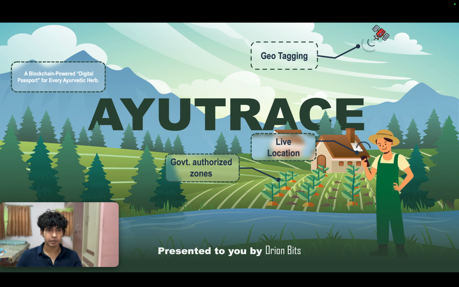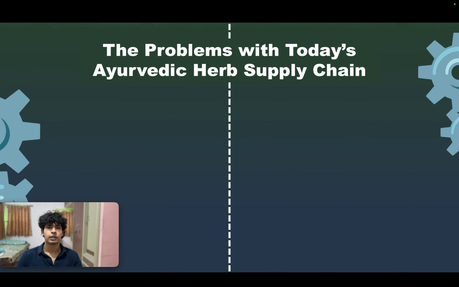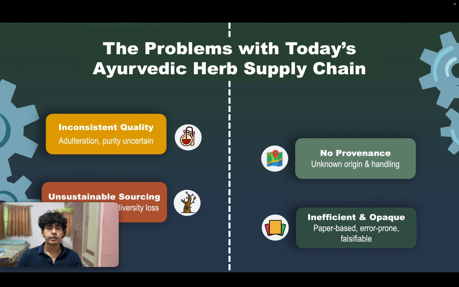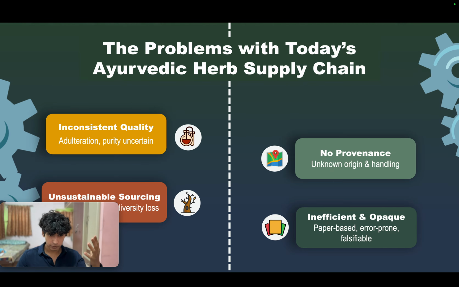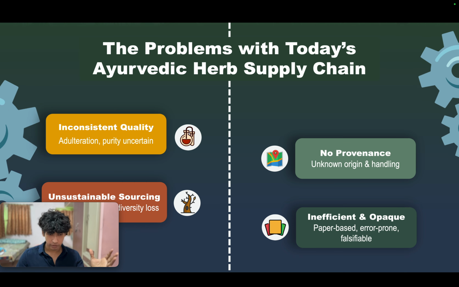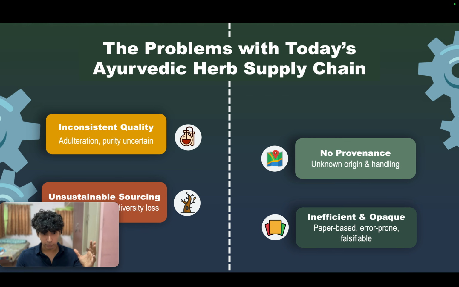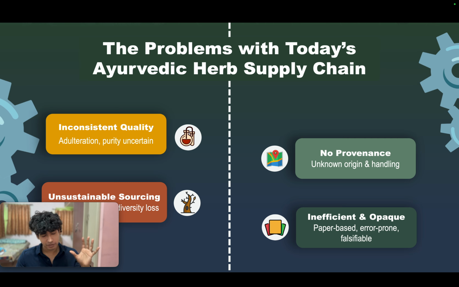So let's begin with the PPT which we have created. Firstly, the problem with today's Ayurvedic herb supply chain is inconsistent quality. Herbs might have inconsistent quality, and of course we might not know it, because sometimes they are lab tested, sometimes they are not.